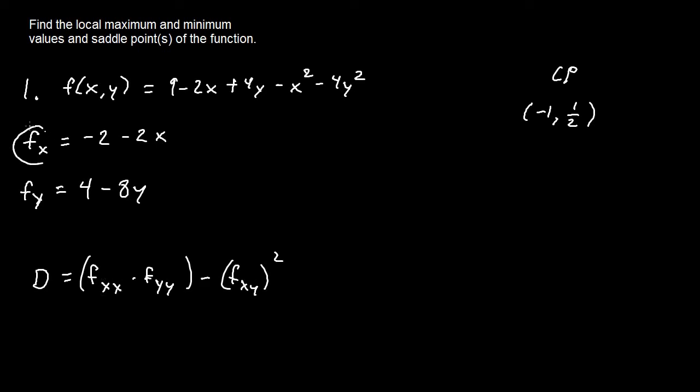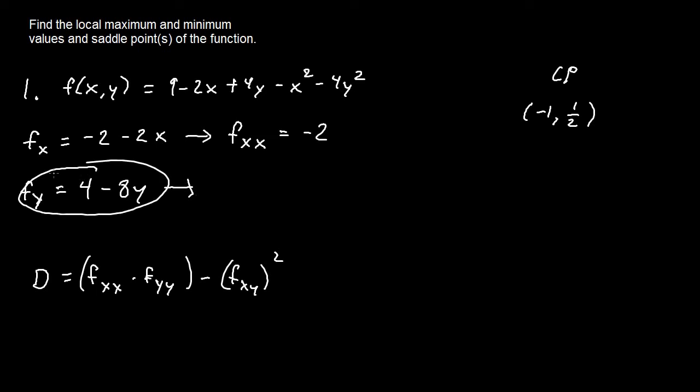Given f sub x, let's find f sub xx. This time we're going to take the partial derivative of f sub x with respect to x again. The derivative of -2 is 0, and the derivative of -2x is -2. So that is f sub xx. Now for f sub yy, we take the f sub y function and take the partial derivative with respect to y again. The derivative of 4 is 0, and the derivative of -8y is -8.